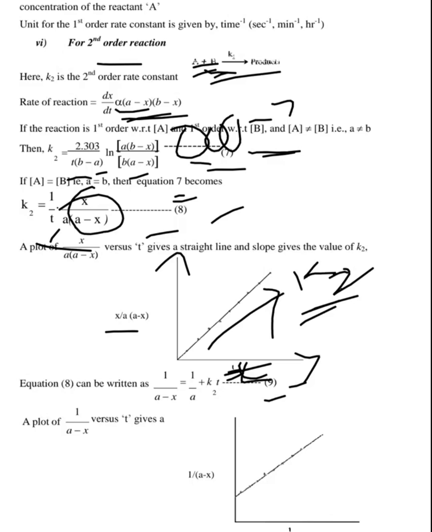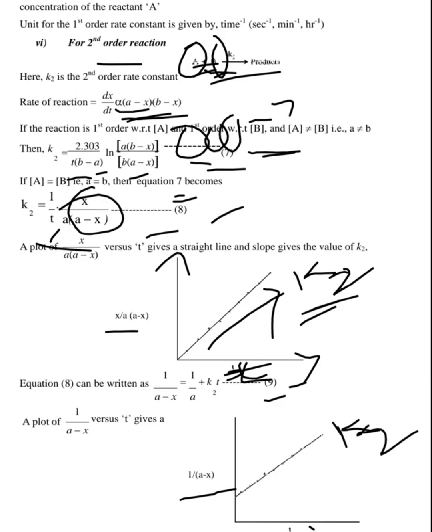Further, plotting for first order, here we can also calculate 1 by a minus x. Here two reactants are there, A and B, so we are going to calculate for the first one also, 1 by a minus x with respect to t. This is the time, and keeping a as constant, we are going to calculate the rate of reaction for the B reactant also. So here this one is also K2.